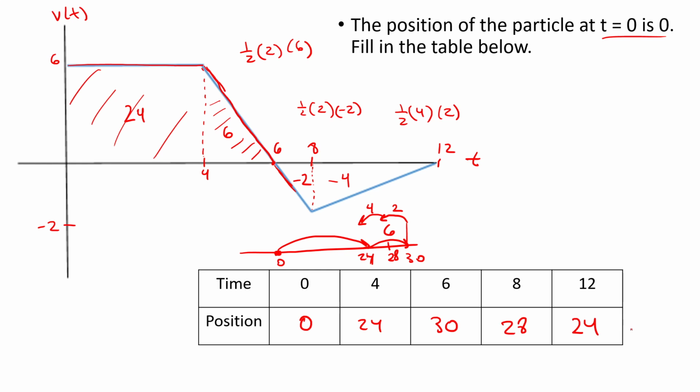Okay, the particle moved to the right, it slowed down, it stopped, it moved to the left, it sped up, it slowed down, and it stopped again at 24.